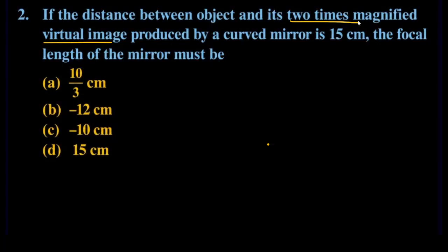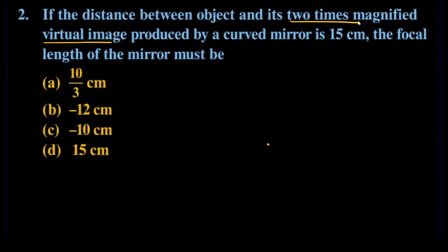What type of mirror might be? We have the magnified virtual image. What type of mirror might be? Concave. So a convex mirror can form only one type of image, that is a virtual diminished image.